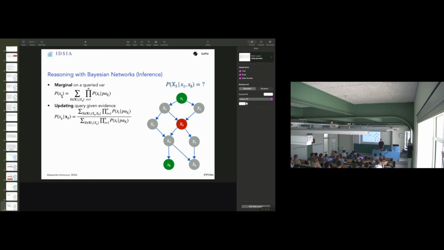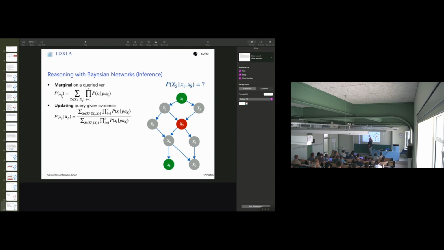Another inference problem is updating. So let's say that I'm still interested in x5, but not in a marginal sense. I'm interested in x5 given some particular value of x1 and x8. This is what I call evidence. And I do an updating, so I compute the posterior probability for the variable of interest given this new information. This is a conditional probability, so the object to compute is a denominator.